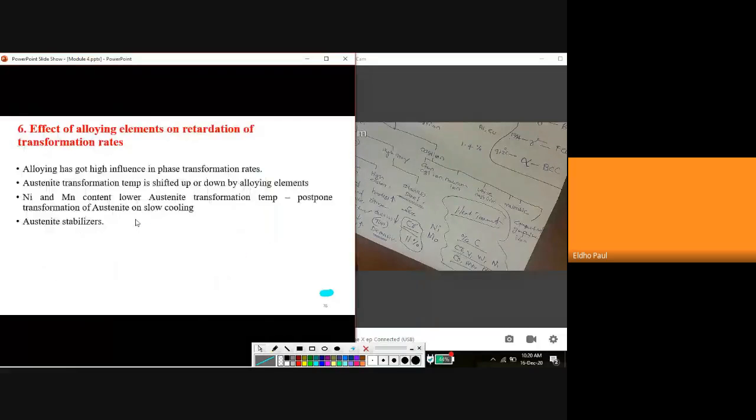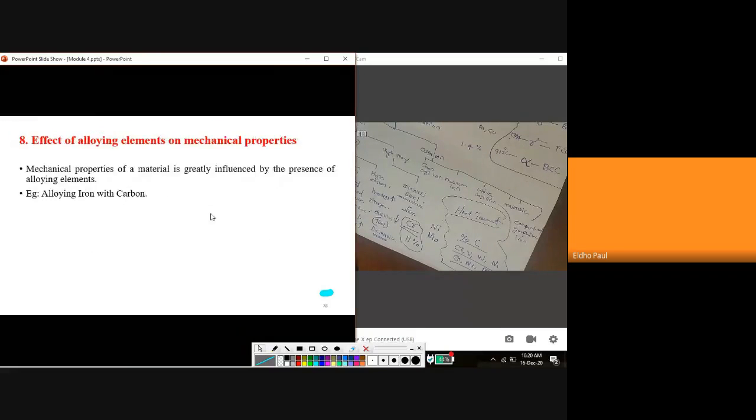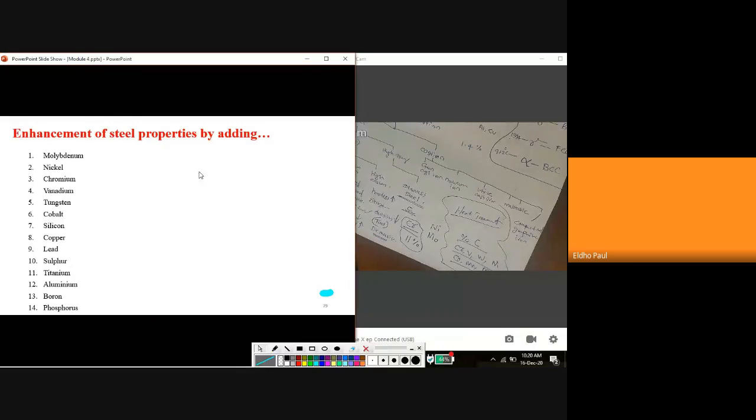Okay, so next you have an assignment. You have to prepare a PPT on the enhancement of steel properties by adding these 14 alloy elements. What happens to the steel properties by the addition of these 14 types of alloy elements? So this is your assignment.